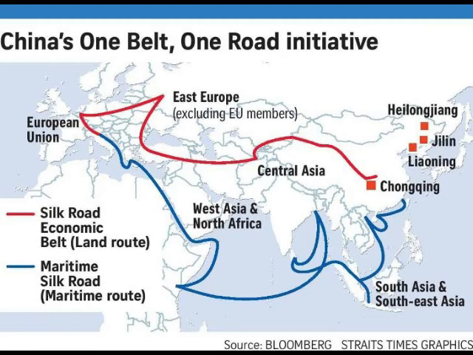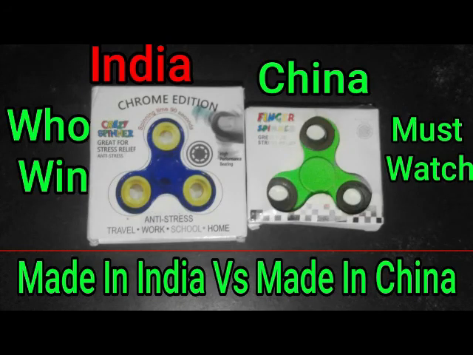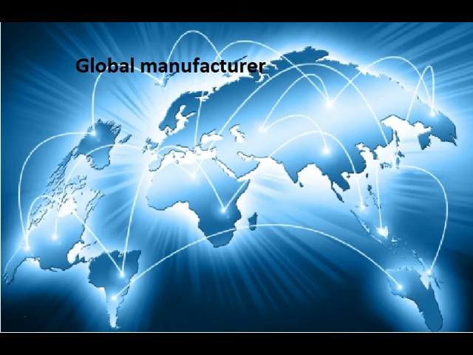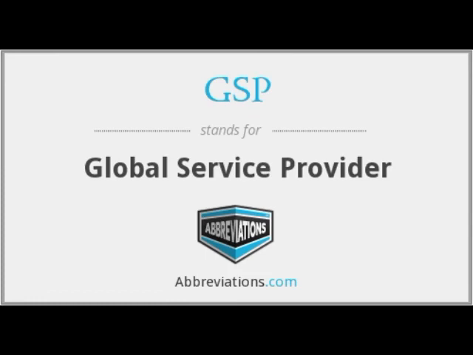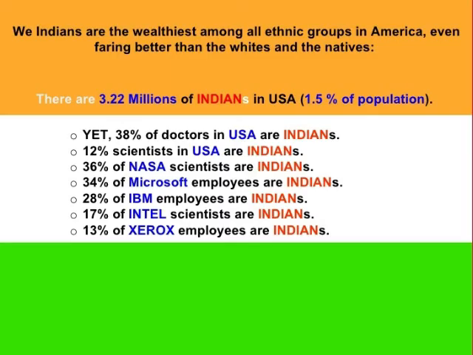And nowadays they are more focused on their One Belt, One Road policy to regain their ancient glory. Today, the Made in China policy is showing its results, whereas the Make in India policy has just started. China is using their specialty to become a global manufacturer, whereas India can use their specialty to become a global service provider, as many Indians are placed in world-leading brands like NASA, Microsoft, Google, IBM, and who knows what else.